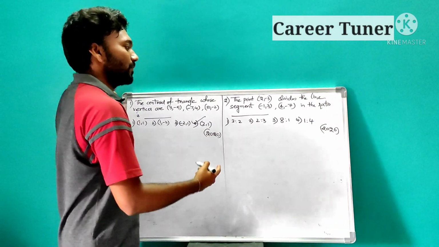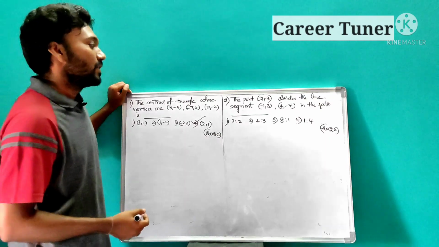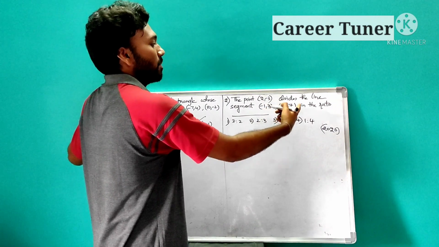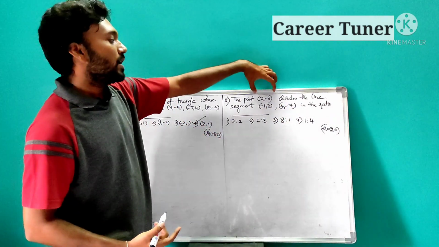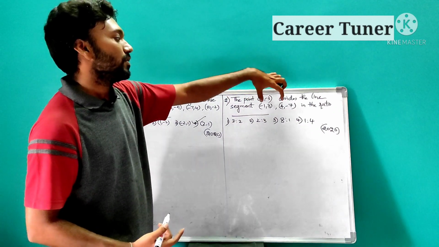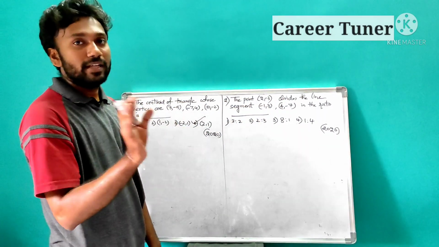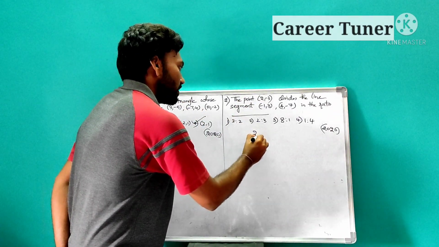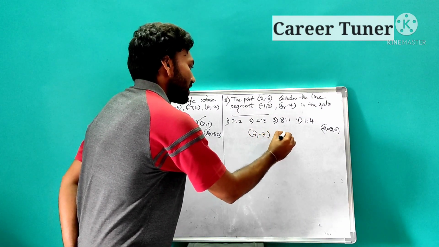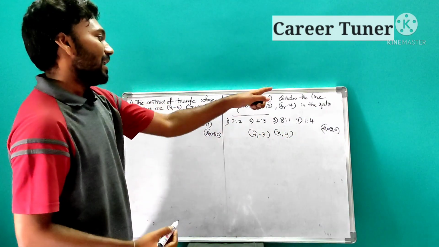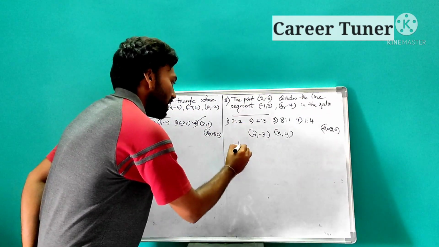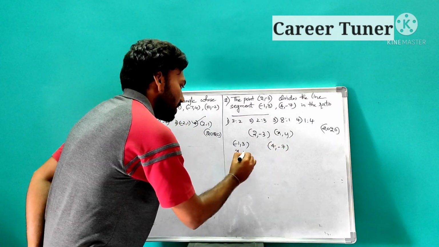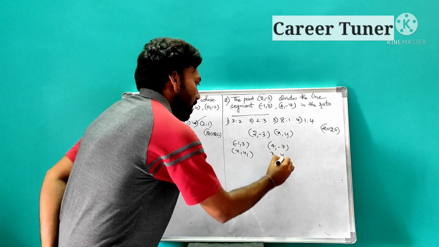Okay, the next question. The point (2, -3) divides the line segment (-1, 3) and (4, -7) in the ratio? So whenever some point is given and it is dividing the line segment of two points, how do we find the ratio? Don't take the section formula here, it will take a lot of time. So how to solve this? Whatever the point is, (2, -3), you treat it as x, y. And the line segment is (-1, 3) and (4, -7). Take this as x1, y1 and treat this as x2, y2.